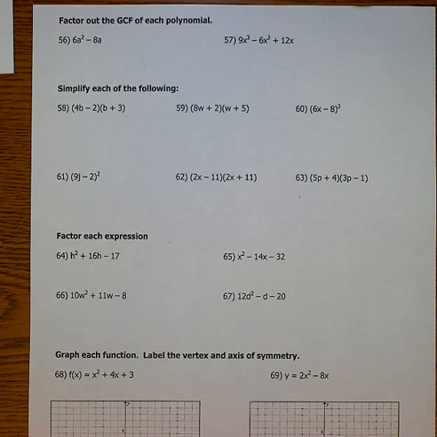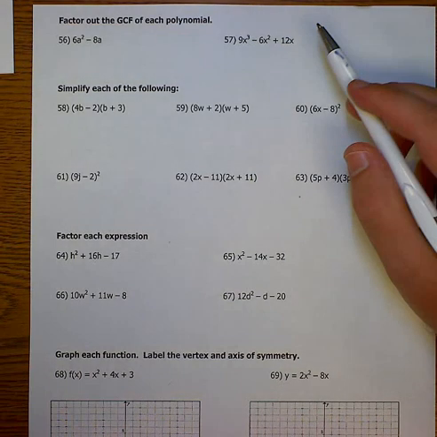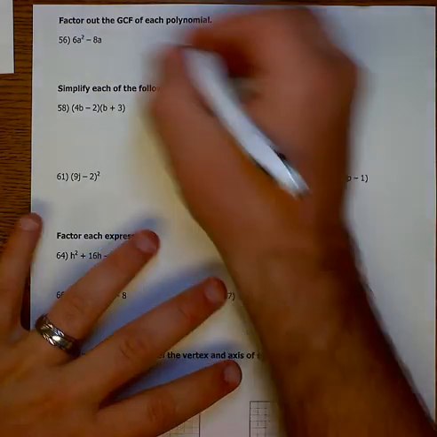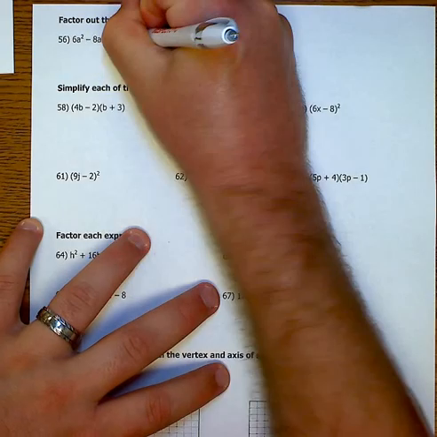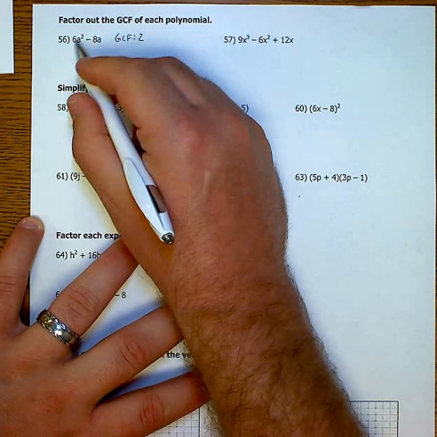Alright, page 6, we're dealing with a lot of factoring and unfactoring, basically. So, factoring out the GCF. So 56, we need to find the GCF. Okay, so 6 and 8, the GCF is 2. And then can I take out any A's? Yes, I can, because they both have an A.